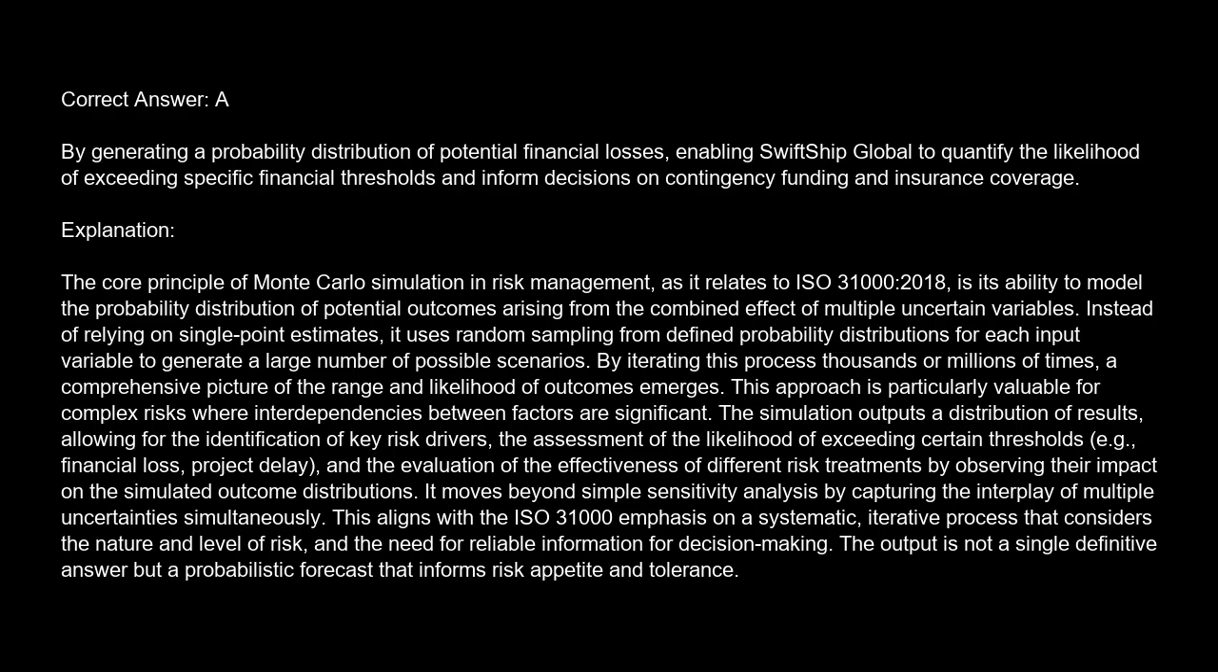Simulation outputs a distribution of results, allowing for the identification of key risk drivers, the assessment of the likelihood of exceeding certain thresholds, e.g., financial loss, project delay, and the evaluation of the effectiveness of different risk treatments by observing their impact on the simulated outcome distributions. It moves beyond simple sensitivity analysis by capturing the interplay of multiple uncertainties simultaneously. This aligns with the ISO 31000 emphasis on a systematic, iterative process that considers the nature and level of risk, and the need for reliable information for decision-making. The output is not a single definitive answer, but a probabilistic forecast that informs risk appetite and tolerance.